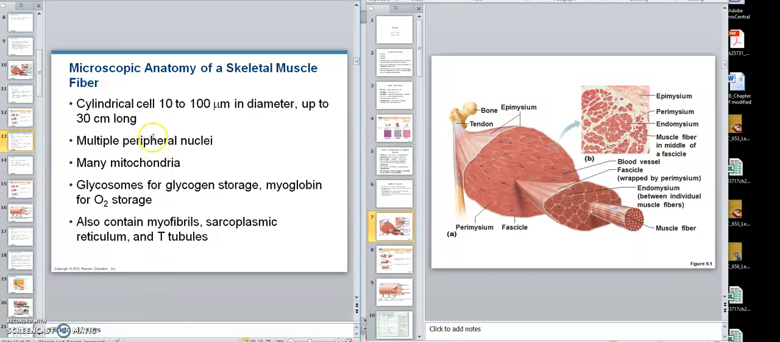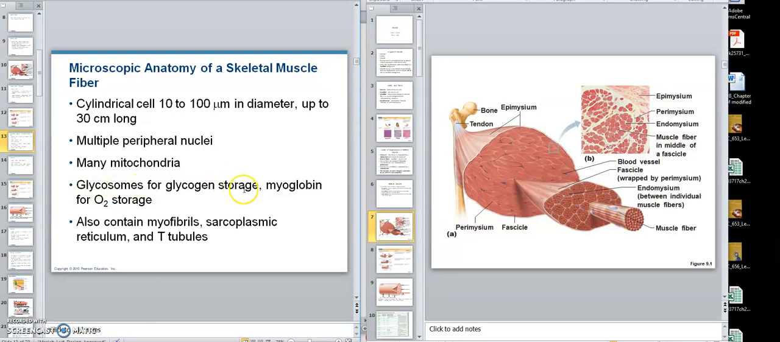Okay, class, we're back. So we said the muscle cell is long. It has multiple nuclei along the peripheral surface. We said that occurred by muscle cells fusing together. It has many mitochondria. It needs a lot of energy. We already talked about the cell.